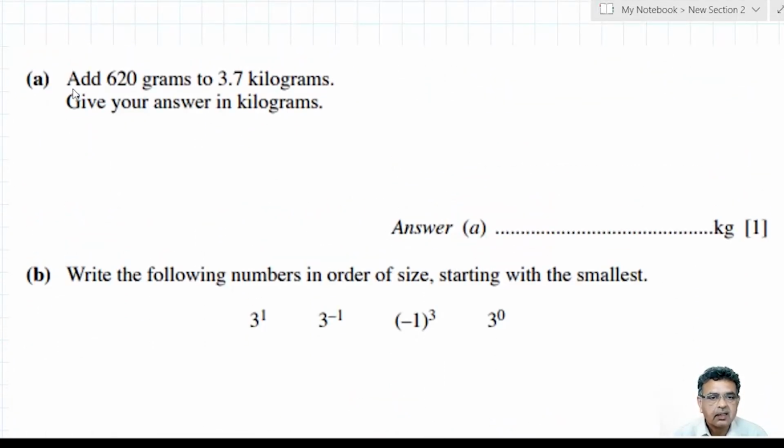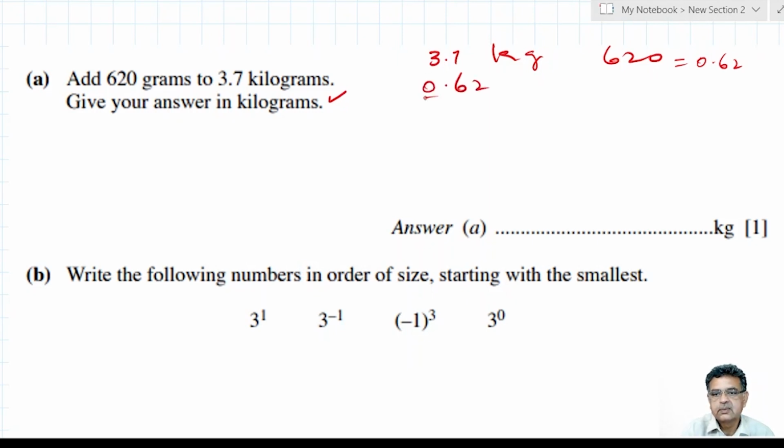Now add 620 grams to 3.7 kilograms. We cannot add until they have the same unit. The answer is asked in kilograms, so 3.7 kilograms and 620 grams, divided by 1000, is 0.62 kilograms. So this will be 3.7 plus 0.62, which is 4.32 kilograms.